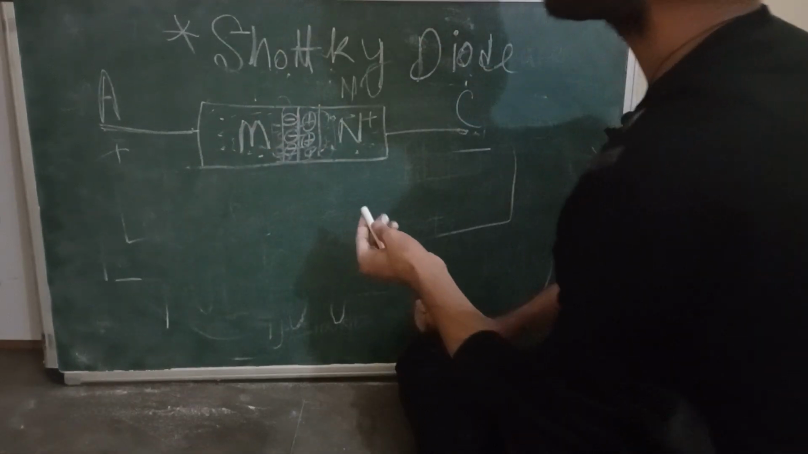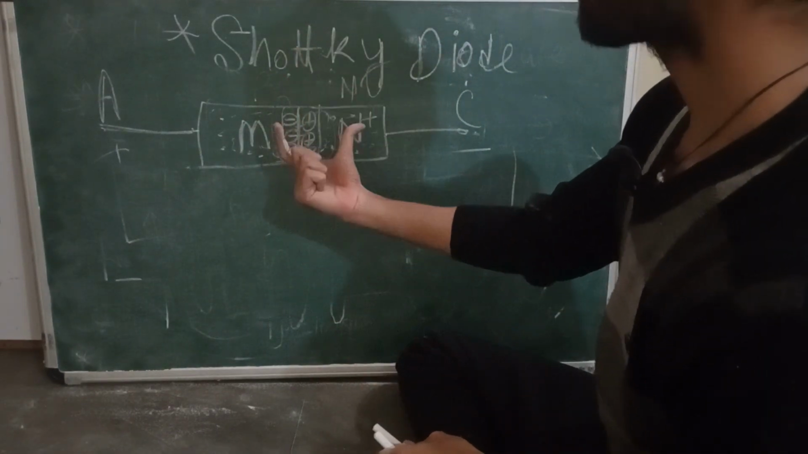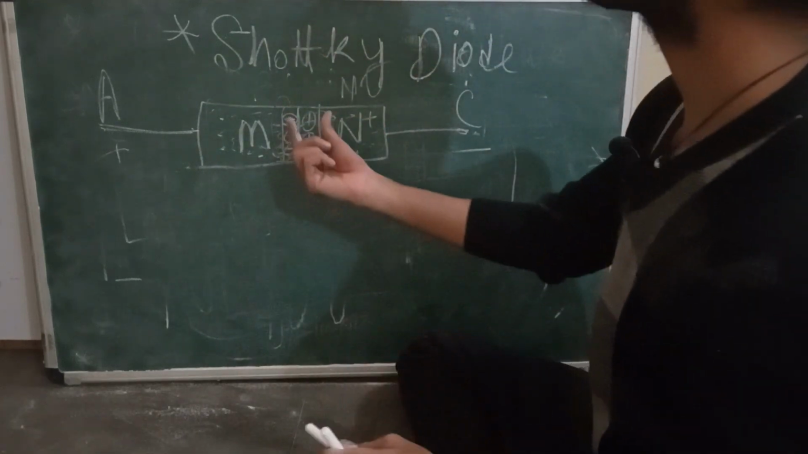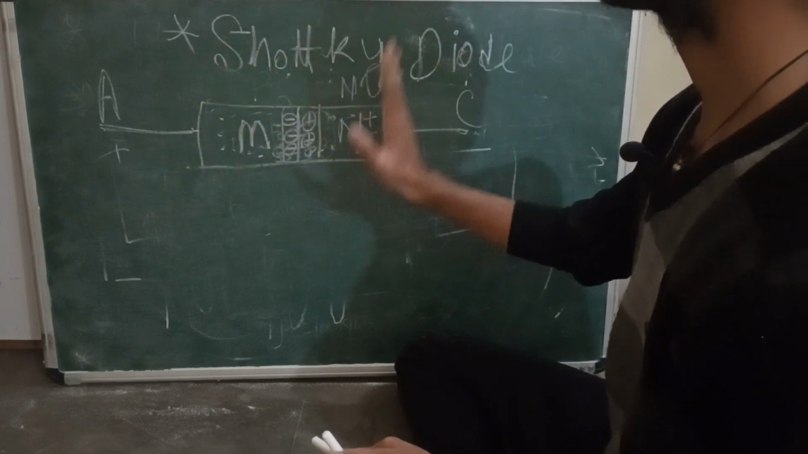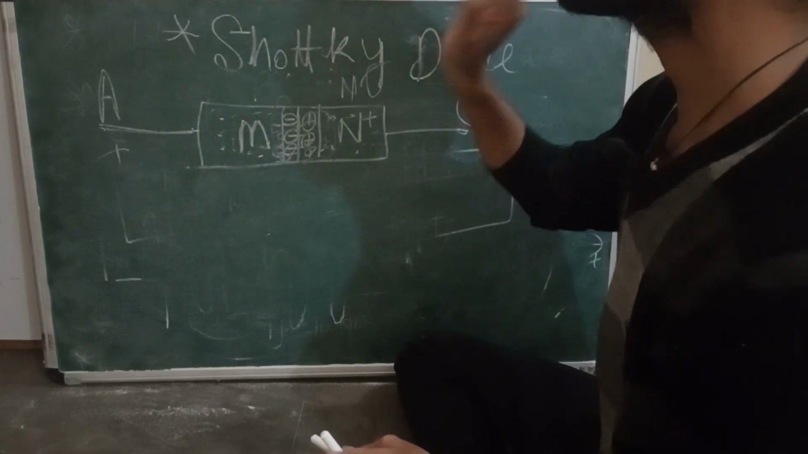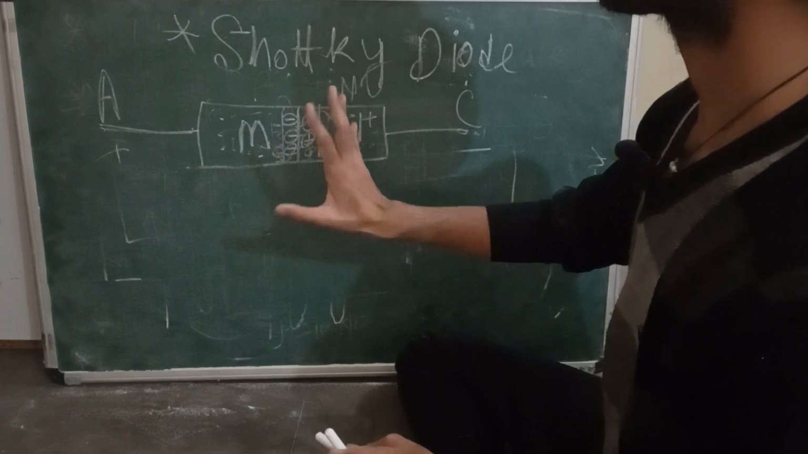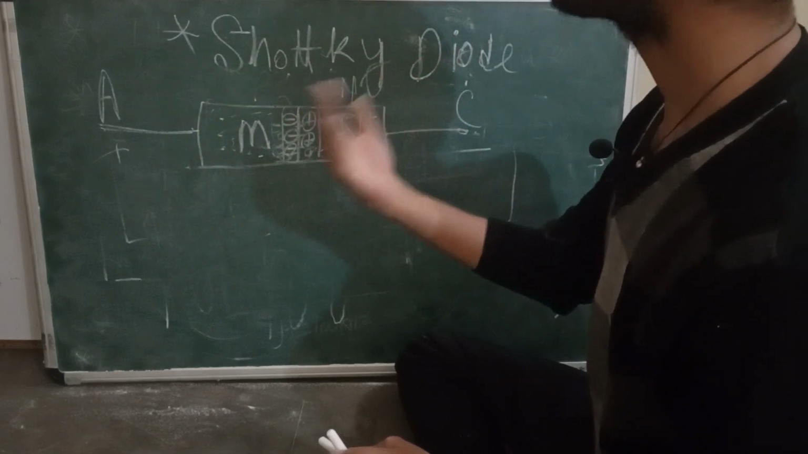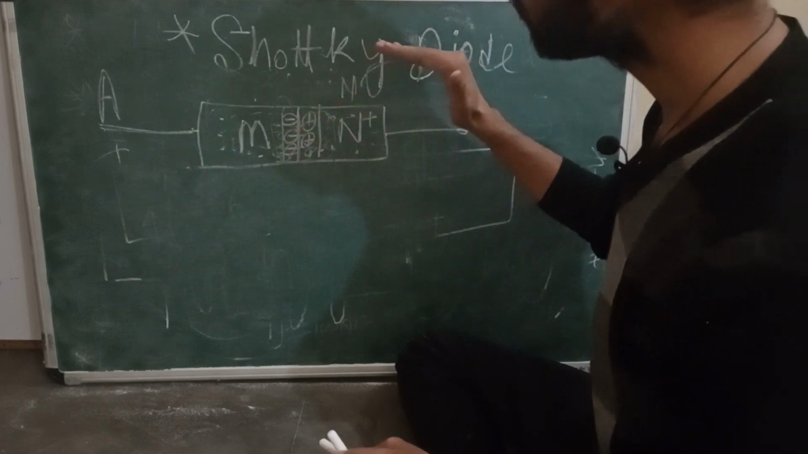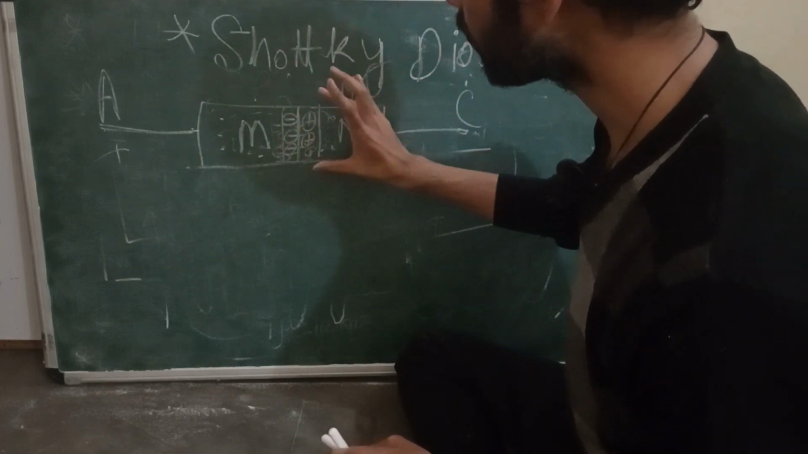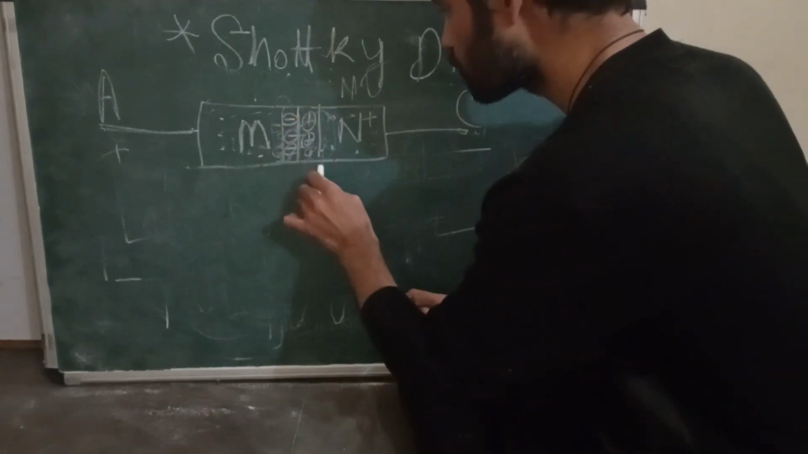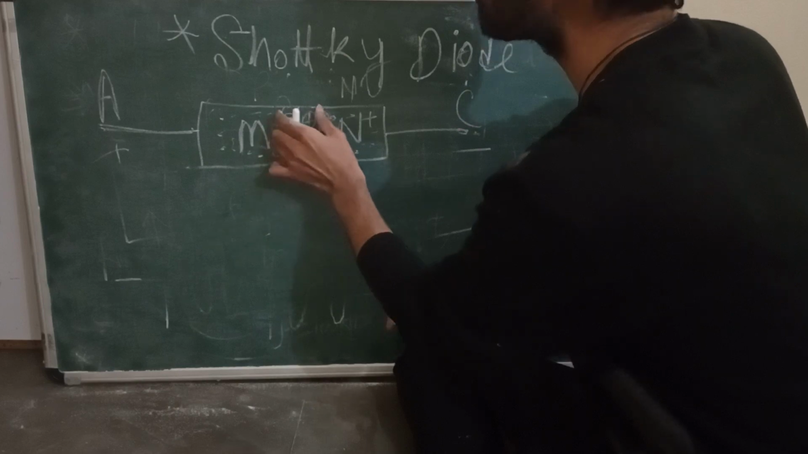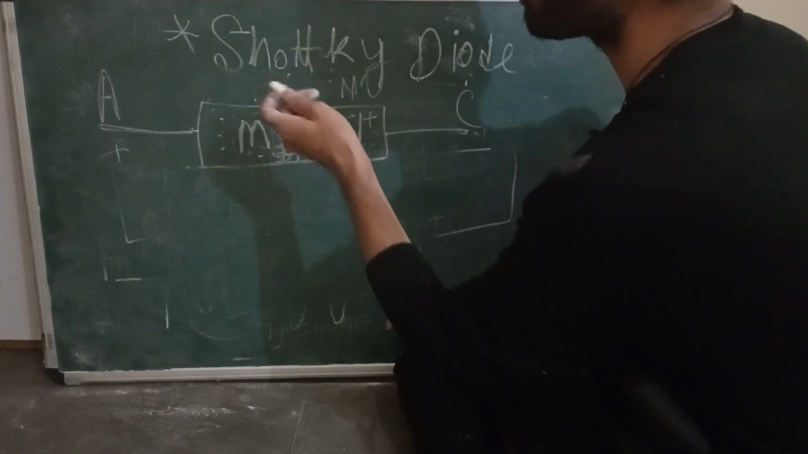Due to which there is an establishment of electric field. Electric field will get established wherever there are positive and negative charges. These positive and negative charges are immobile ions, which means that they are unable to move. Therefore there is an establishment of electric field. Once the electric field gets established, there is a formation of depletion region. So the depletion region will get formed across the junction.